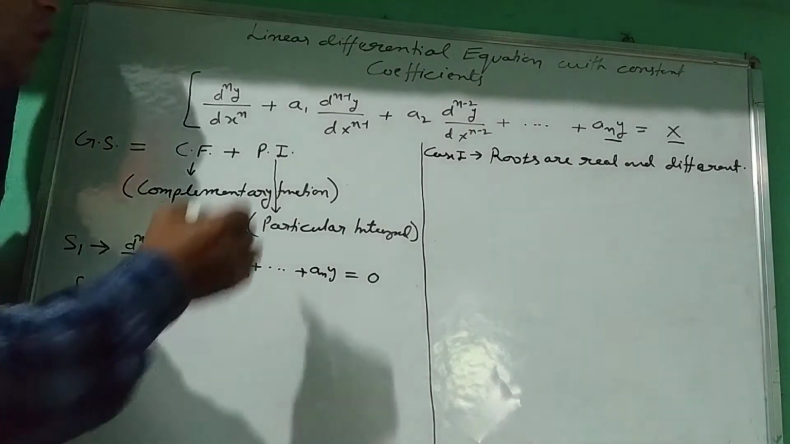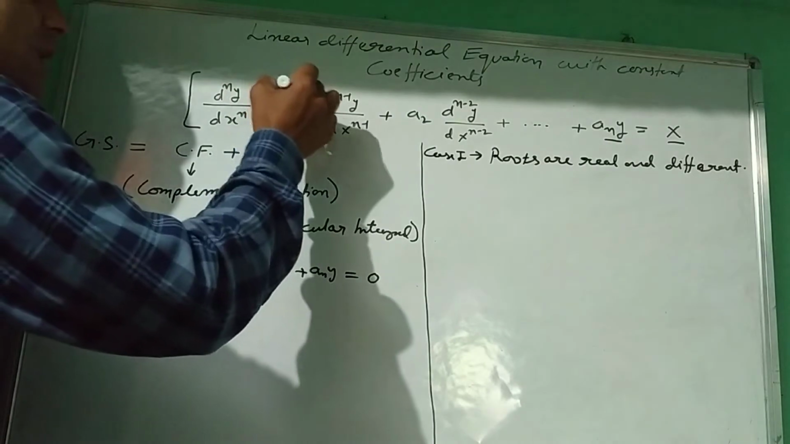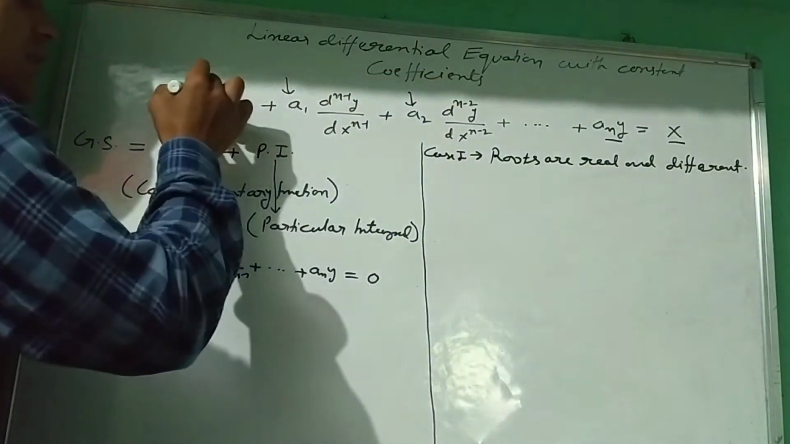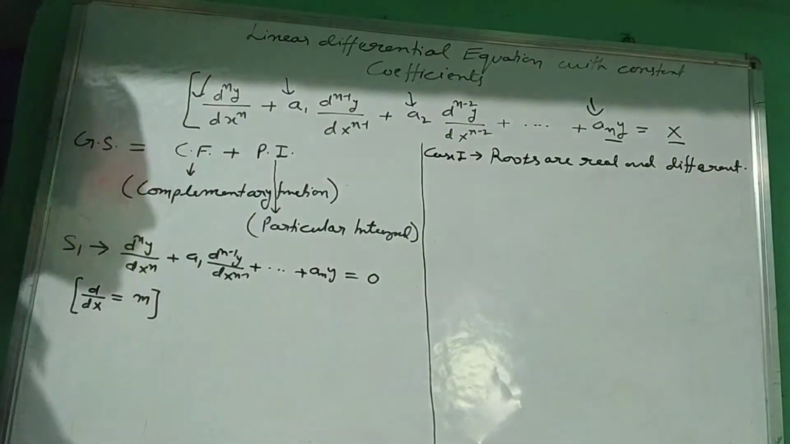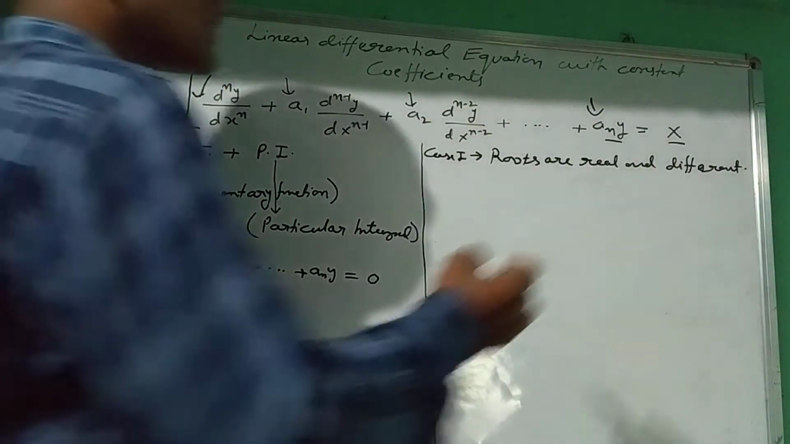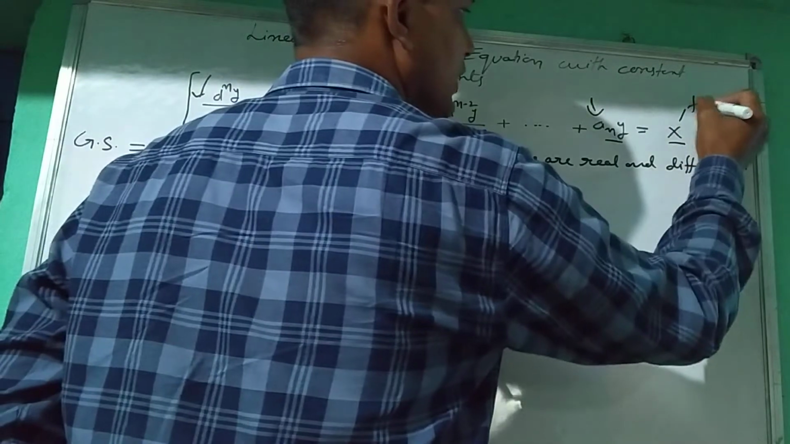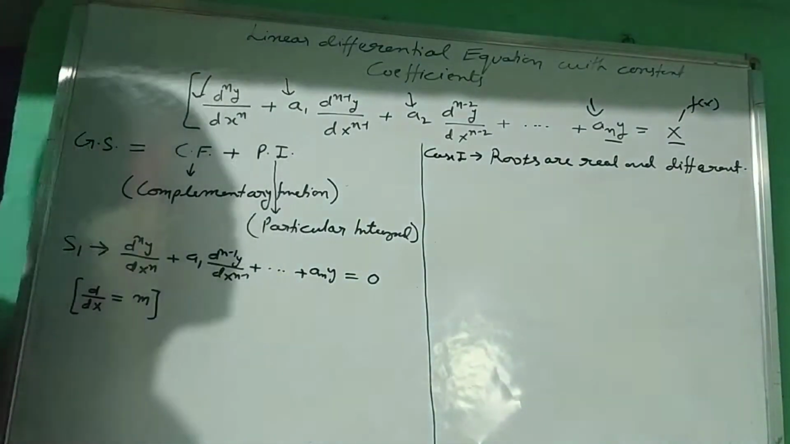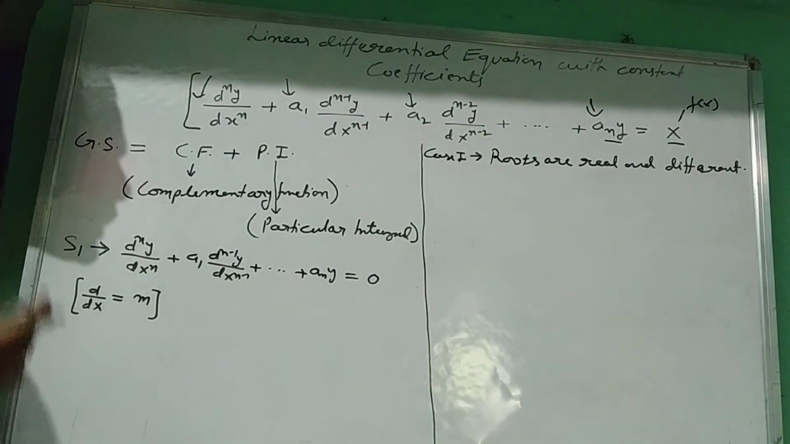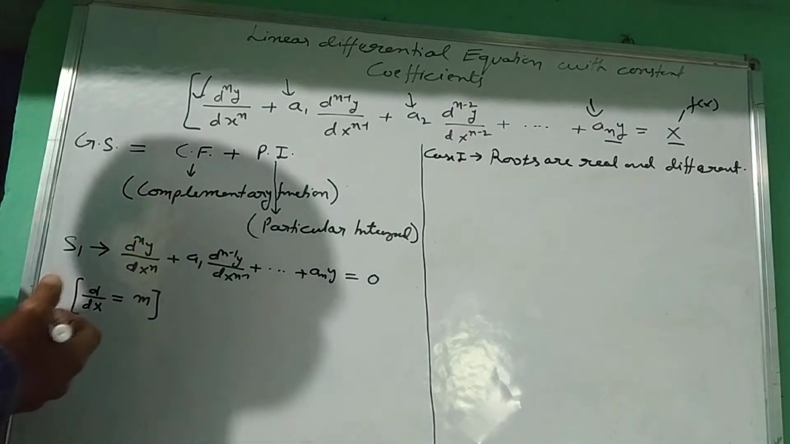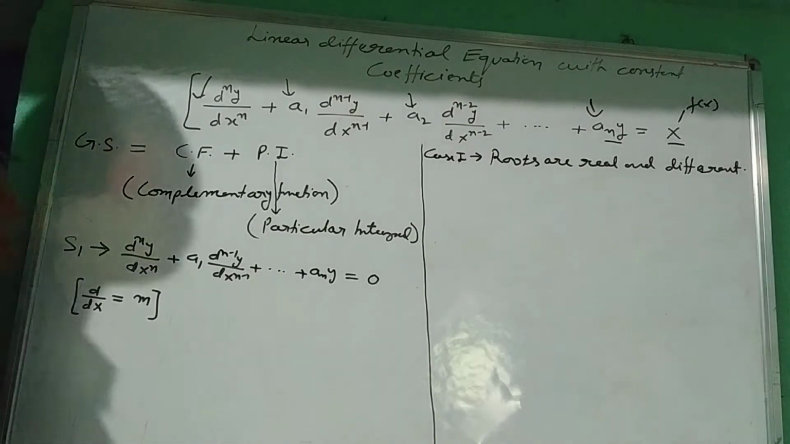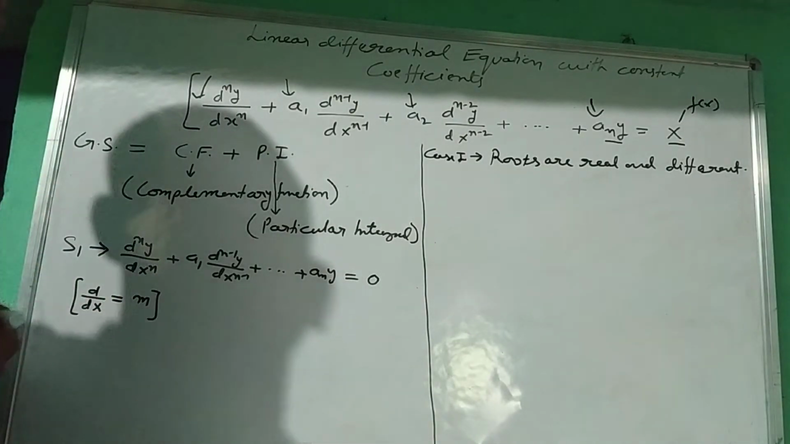Okay, and all the coefficients, this coefficient is a1, this is a2, and so on, up to an, are all constant coefficients, and the function on the right hand side is a function of x. So according to the behavior of this equation, we can say that this equation is a linear differential equation with constant coefficients.